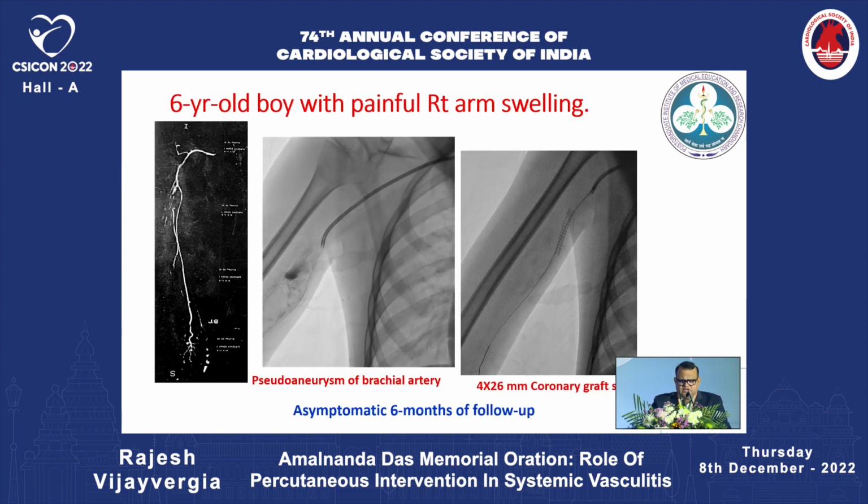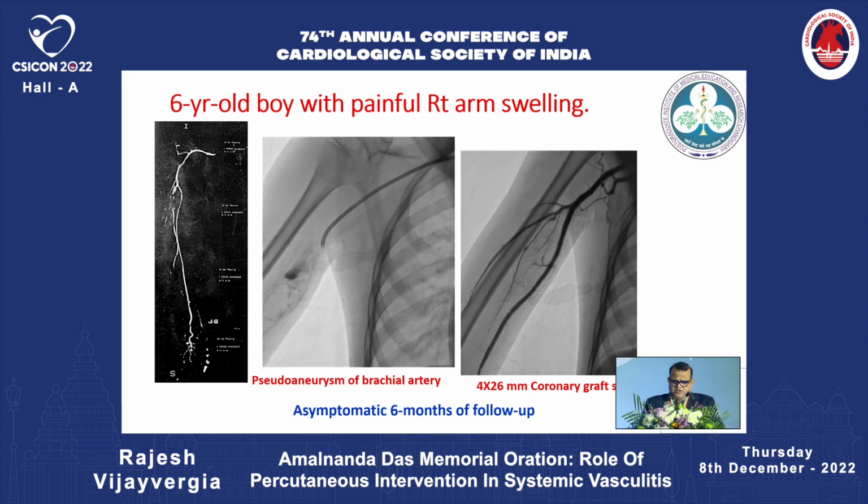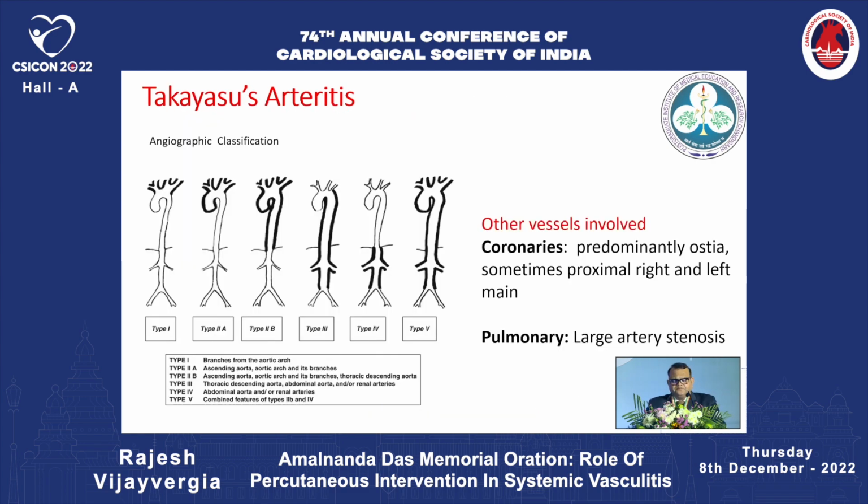Another boy, a 6-year-old boy with a painful right arm swelling, was found to have a pseudoaneurysm of the brachial artery with a distal thrombosis, and was taken up for percutaneous intervention. The aneurysmal part was excluded by the coronary graft stent and is doing well at 6 months of clinical follow-up.